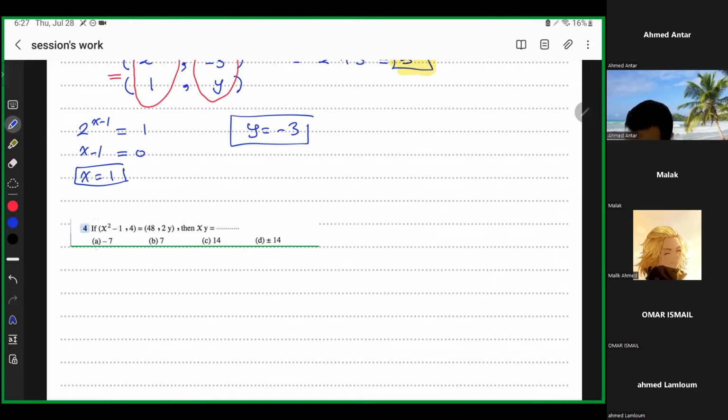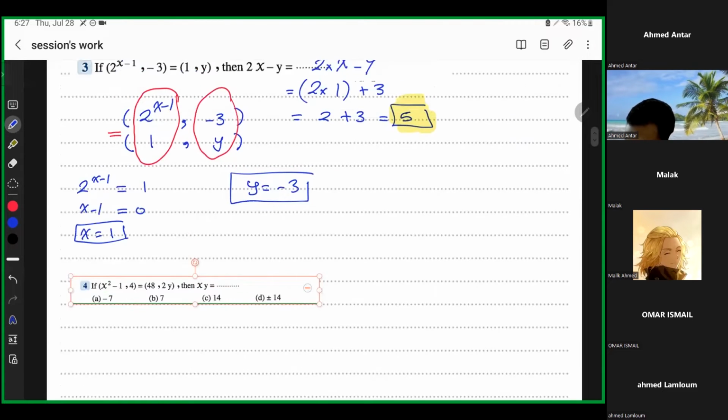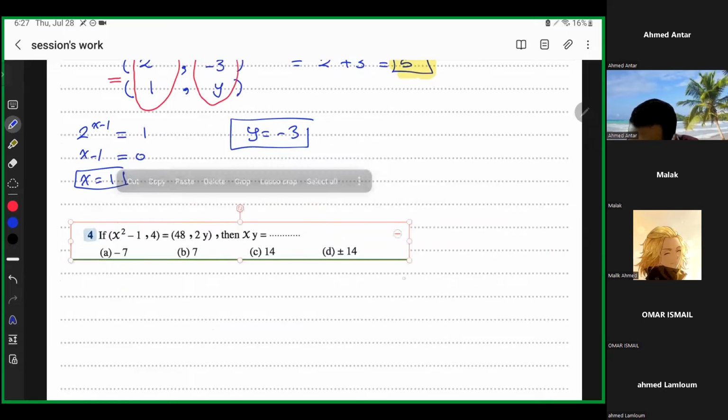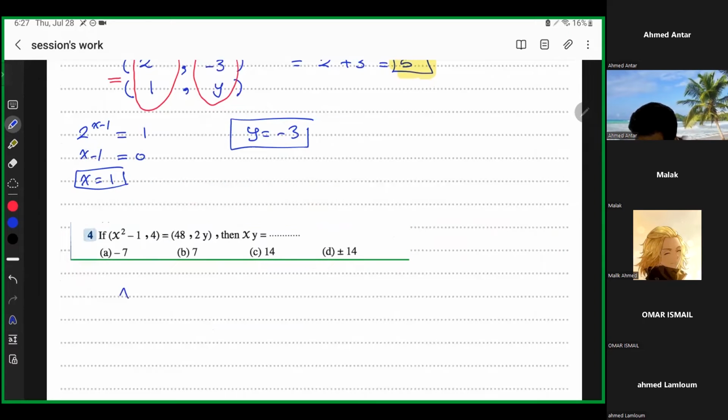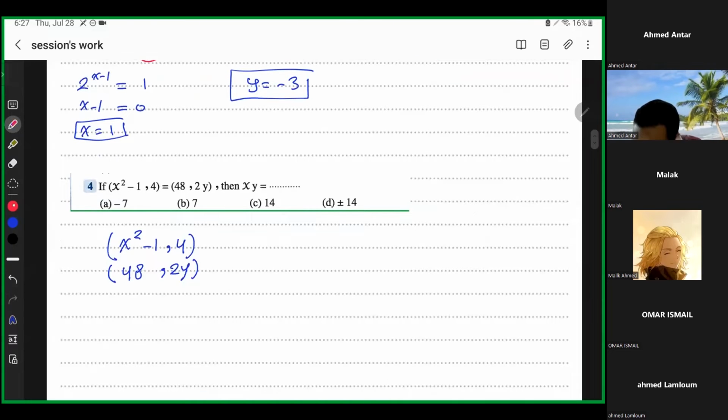We have here x power of 2 minus 1 and 4, 48 and 2y. We said that we have two order pairs, and these two order pairs are equal, correct? So the first order pair is x power of 2 minus 1 and 4. The second order pair is 48 and 2y. Correct? So from here, these two parts are equal and these two parts are equal. Correct?